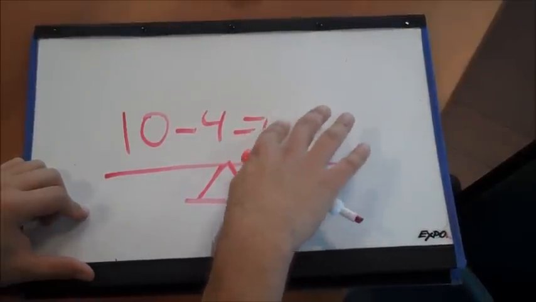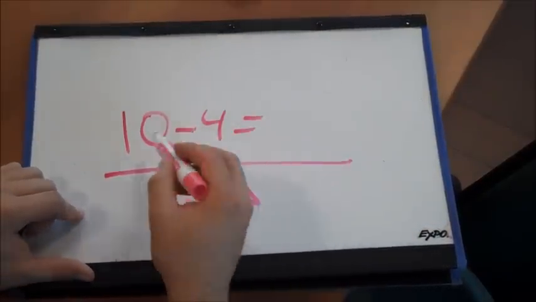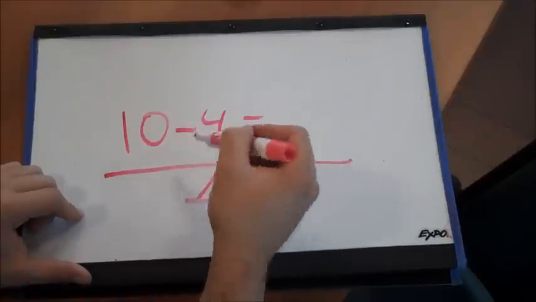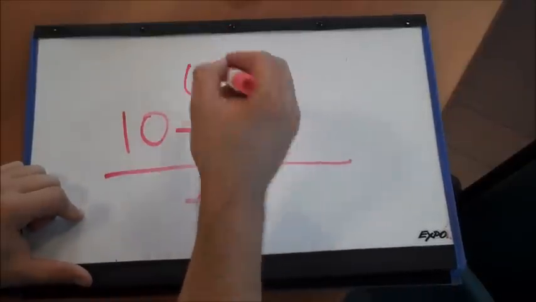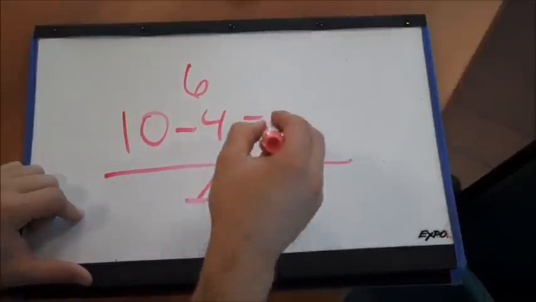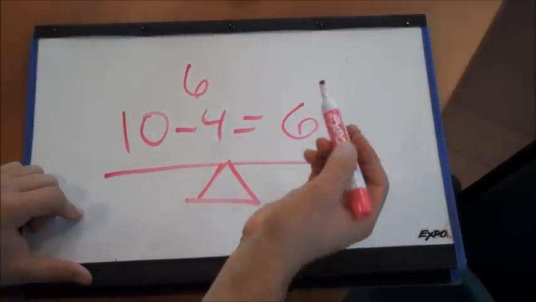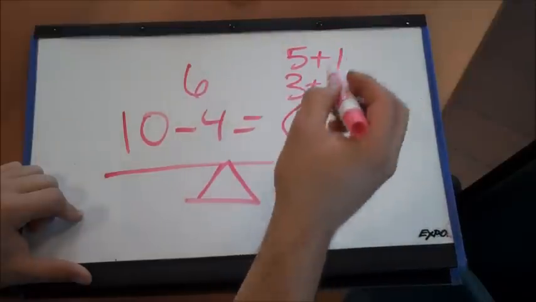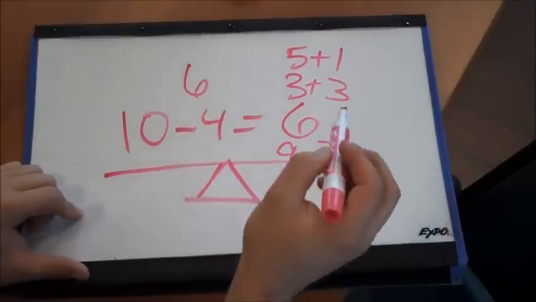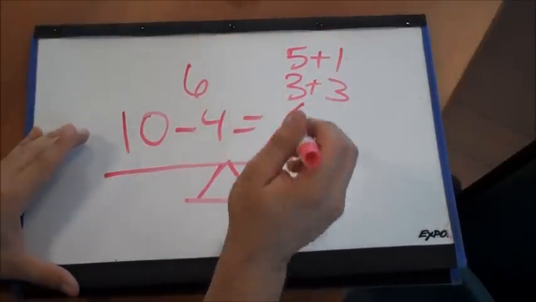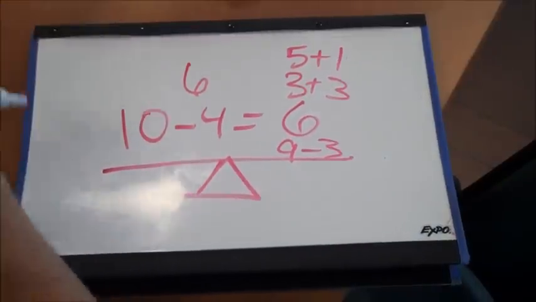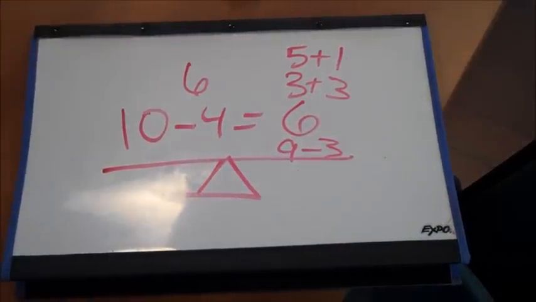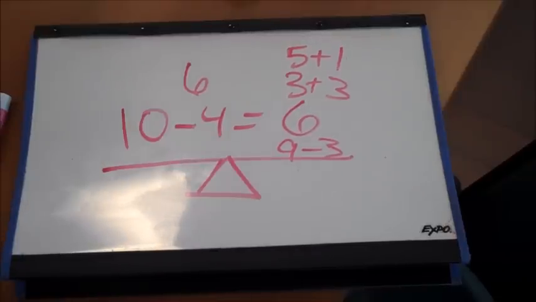So whenever you solve an equation, really all you're doing, 10 minus 4, what is the quantity on this side? Well, it's 6. So I know that over here that's going to equal 6. Or I could write that as 3 plus 3, or 5 plus 1, or 9 minus 3. Whatever is over here, my quantity needs to equal 6. Go ahead and flip to your guided practice section, and we'll take a look at this a little more in depth and walk through it.